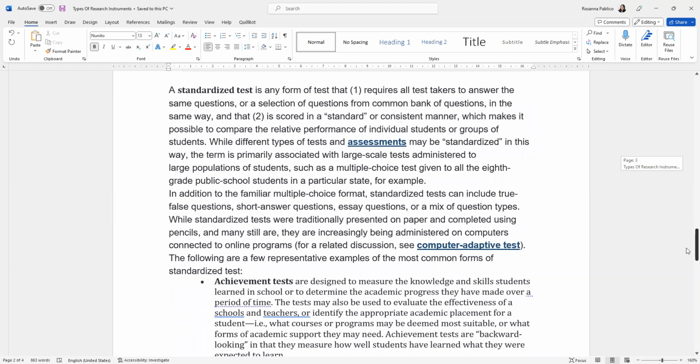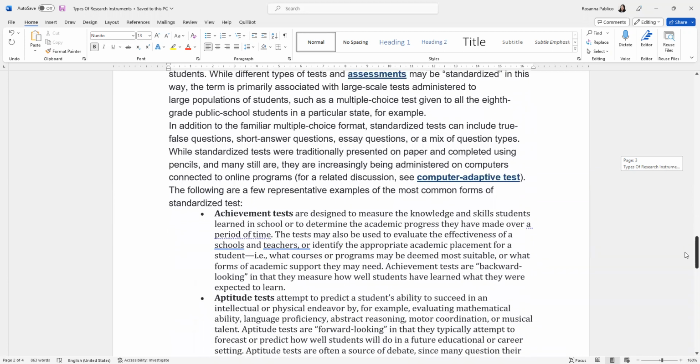Okay? So, there are types of standardized tests. We have achievement tests. Ang achievement tests measure the knowledge and skills students learned in school or to determine the academic progress they have made over a period of time. Now, it can also be used to evaluate the effectiveness of a school and teachers. Okay? At saka yung placement ng mga estudyante. Okay? We also use achievement tests, not to know the placement of students.